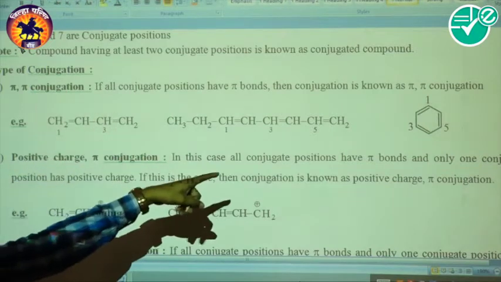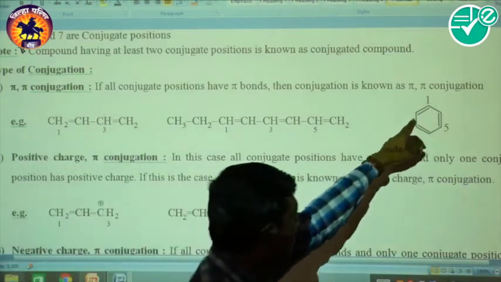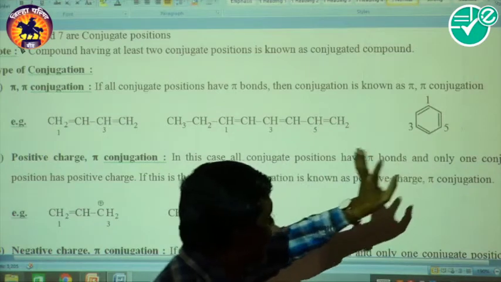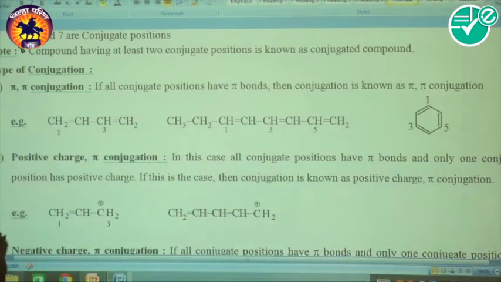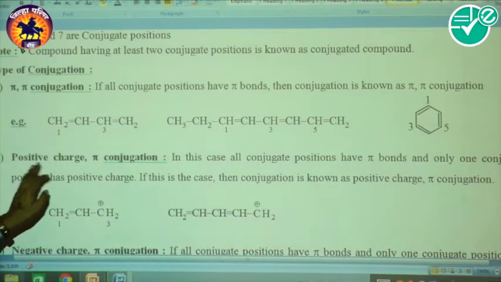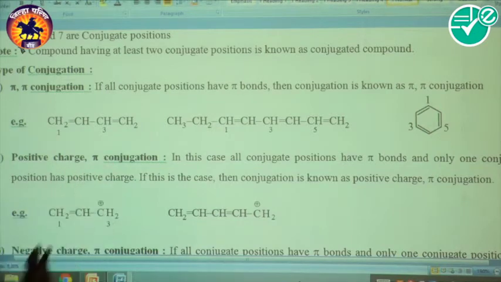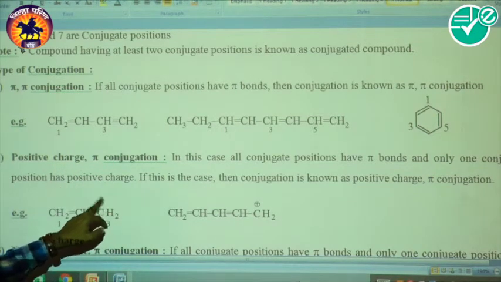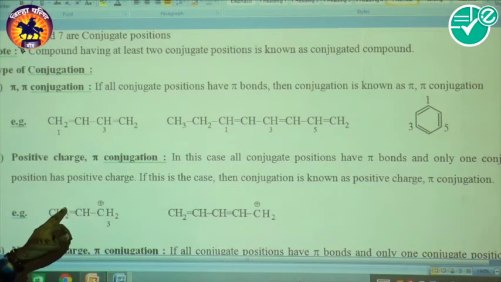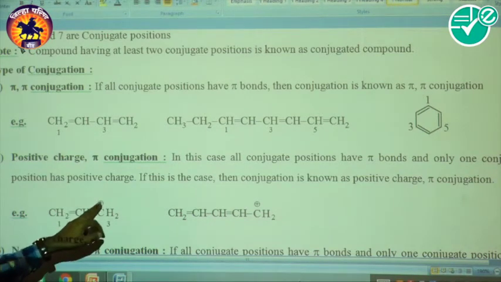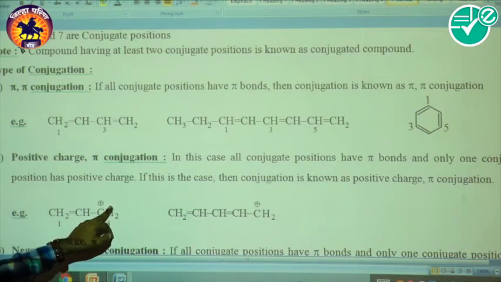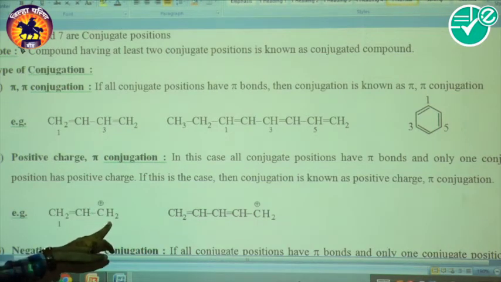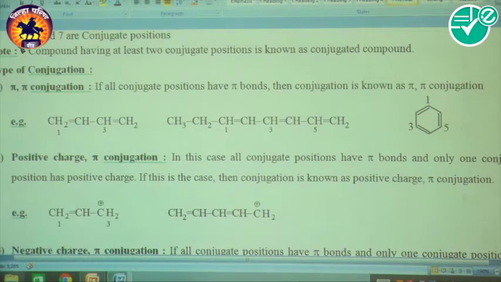Look at benzene: single bond, double bond, single bond, double bond. So here pi conjugation is observed. Then positive charge and pi conjugation. Look at the species having a positive charge, next to a double bond and a single bond. Here also conjugation is possible, and because of that delocalization of the pi electron is observed.